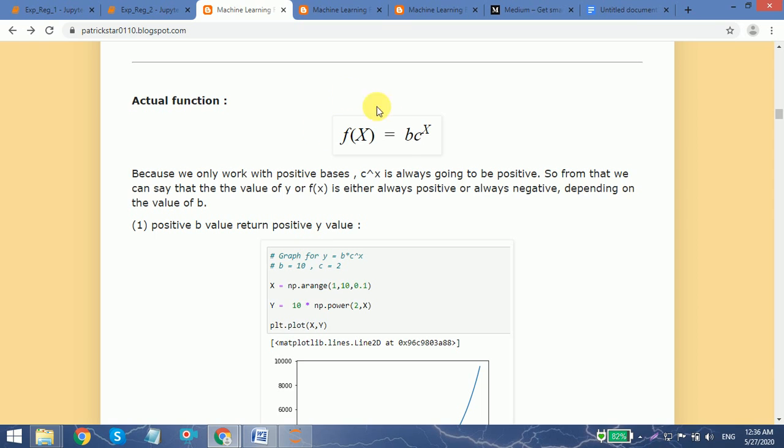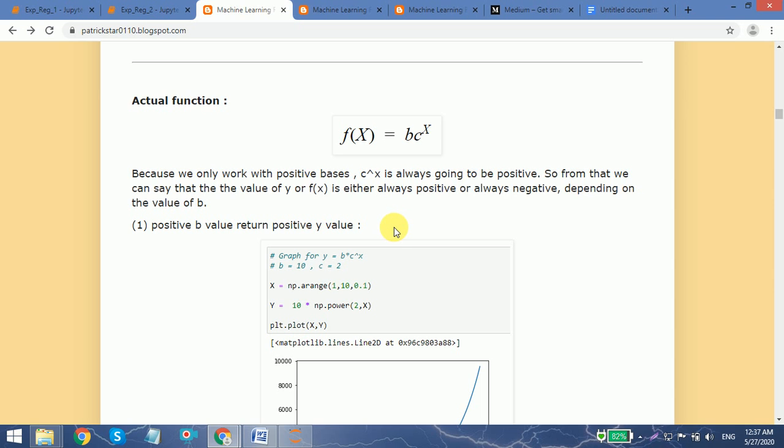Okay, so here our actual function is b into c raised to x. Because we are only working with positive bases, c raised to x is always going to be positive, it is never going to be negative. So from that we can say that the value of y, or f of x, is either always positive or always negative depending on the value of b. If the value of b is positive, then the output value is going to be positive. If the value of b is negative, then f of x is going to be negative.